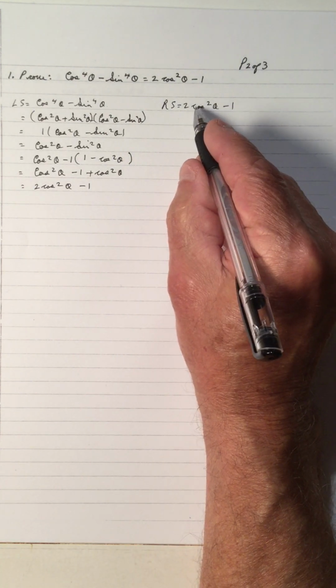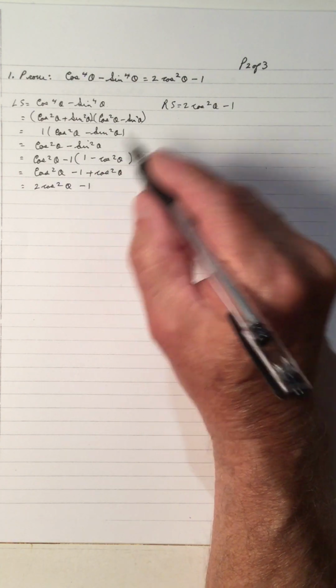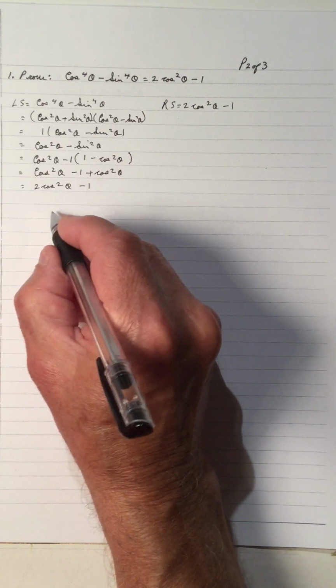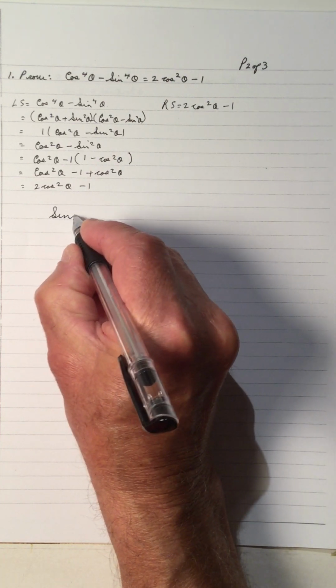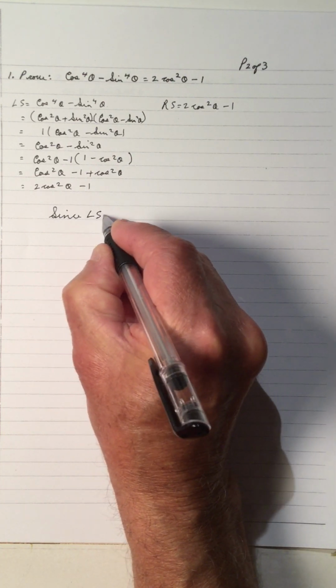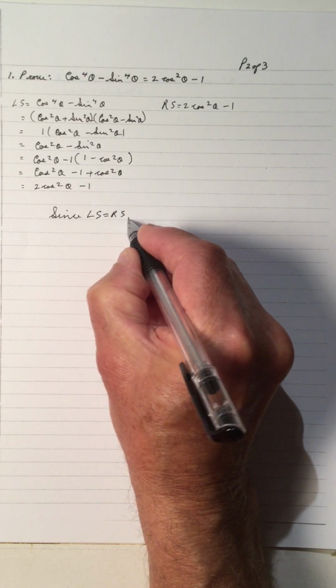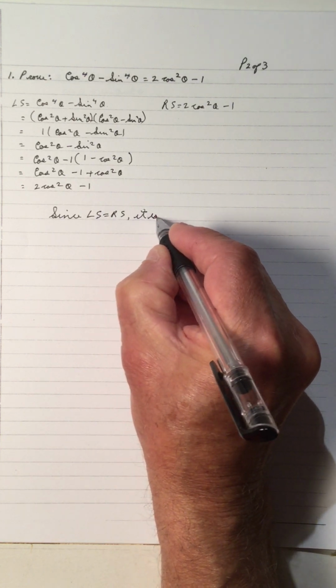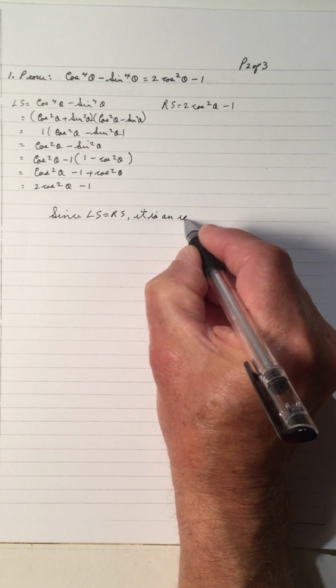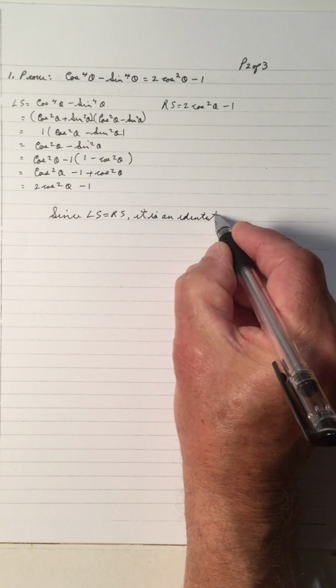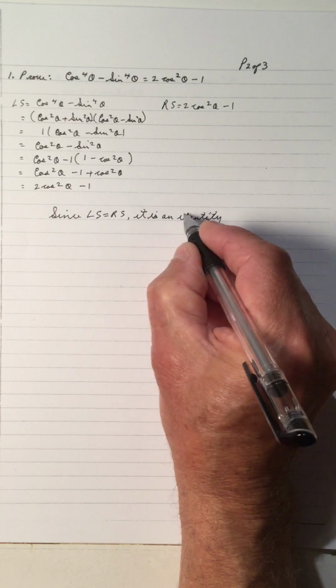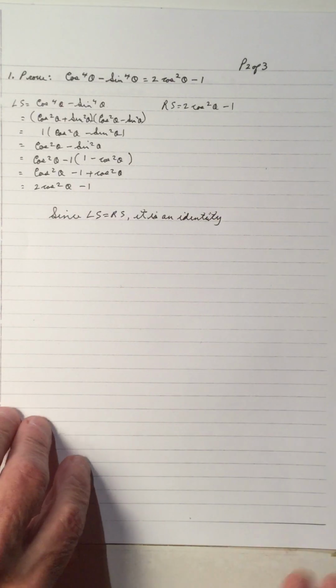Notice the left side is 2 cos squared minus 1. The right side is the same. So since the left side equals the right side, it is an identity. Okay, there's one done. Let's try another one.